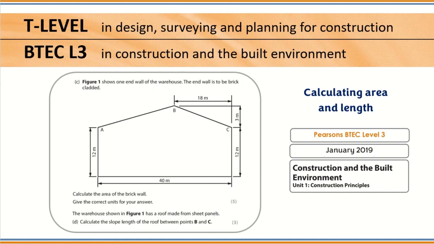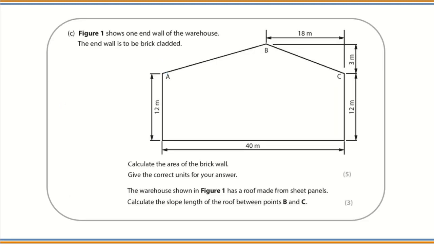In this problem, we are going to calculate the area of a shape and the length of a line. This is a BTEC Level 3 exam question. So in this drawing, we can see the end wall of a warehouse, and we will need to calculate this shape. Also, we will have to calculate the slope length of the roof, this line between B and C.